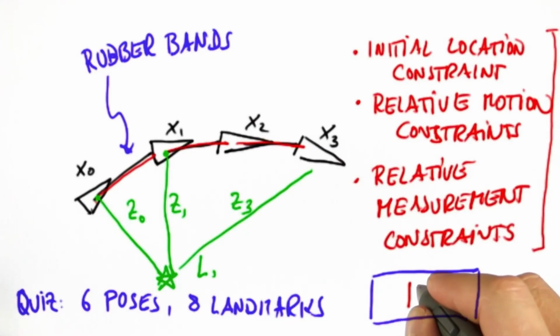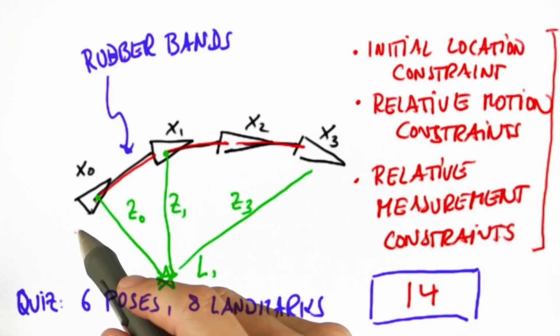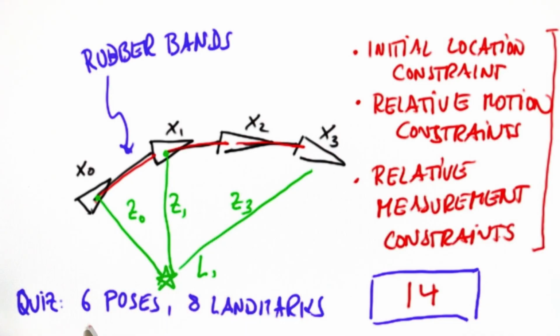And the answer is 14. There's 1 initial location constraint, 5 motions, which adds up to 6, and 8 landmark constraints. So that's the gist of what we're going to implement. The key insight now is that this is insanely simple to do.